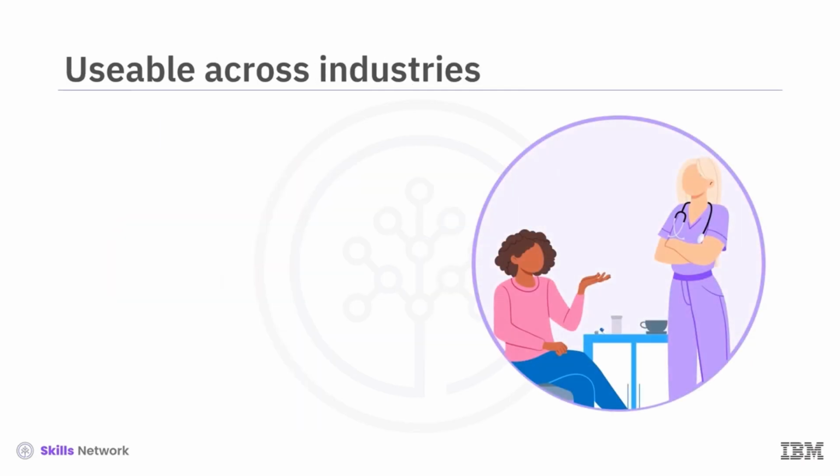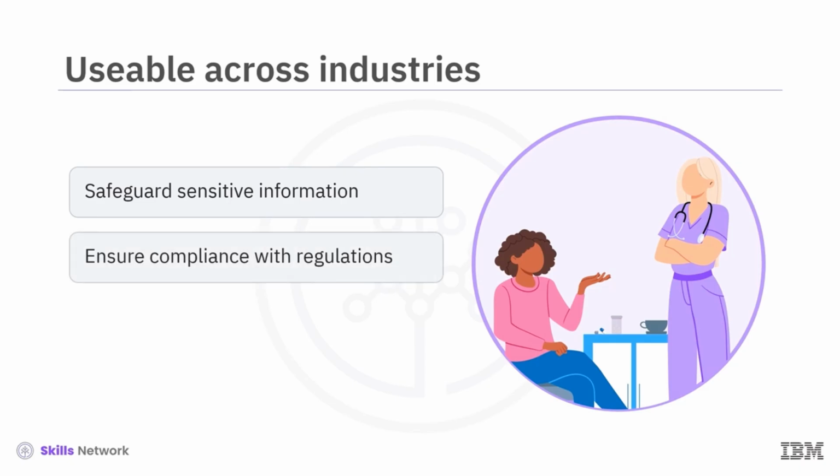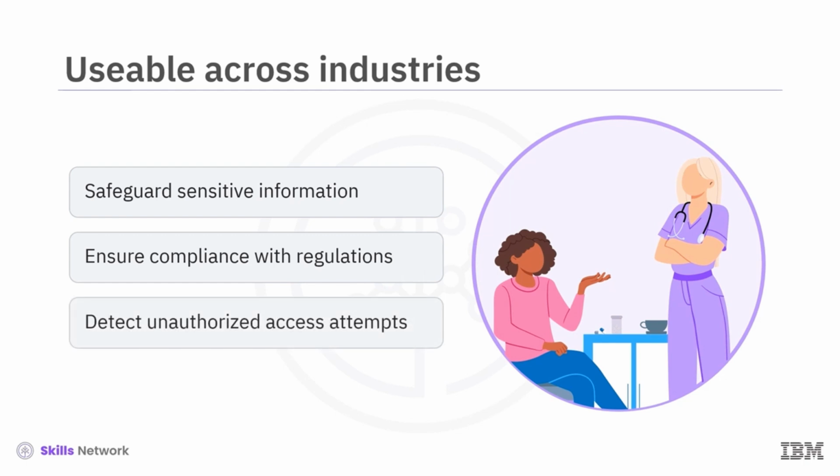Multiple industries utilize UBA to safeguard sensitive information and ensure compliance with regulations. For instance, in healthcare, UBA helps monitor access to patient records through network analysis, while syslog monitoring ensures compliance with legal privacy requirements and detects unauthorized access attempts.